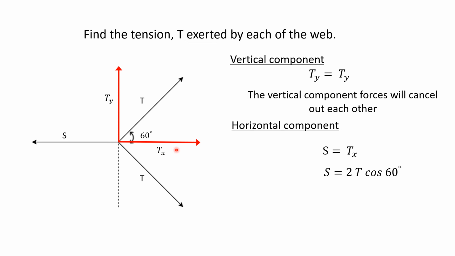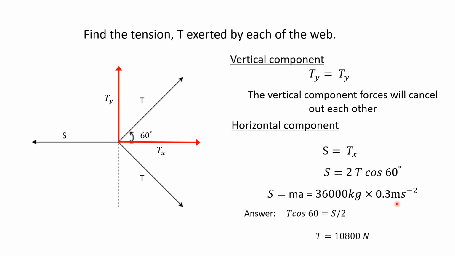And here, this will be 2 times T cos 60 degrees. This is because we have two tensions over here, which result in S going to the left here. So we have to take account of the 2 times, right? And cos, as we know, is adjacent over hypotenuse. And as we know the mass and the acceleration, 36,000 kilograms times 0.3 meters per second squared, we get the answer. The tension for each web will be 10,800 newtons. This is the tension exerted by Spiderman for one of his webs in order to stop the train from moving.